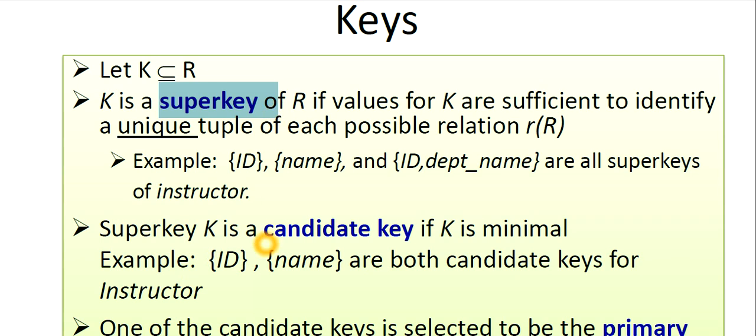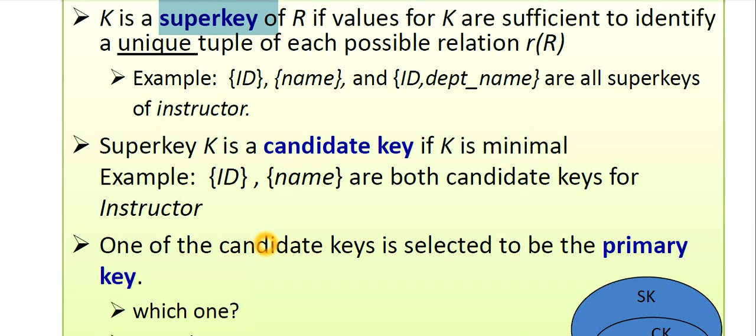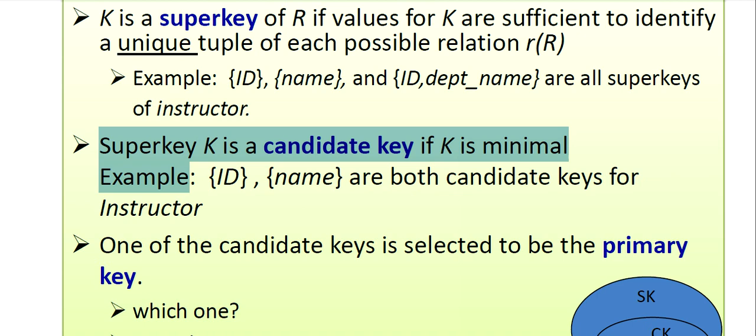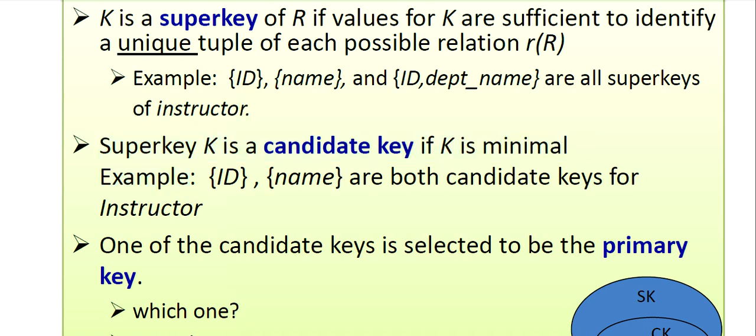Now, candidate key. What is a candidate key? First of all, that should be a super key, and a super key is a candidate key if K is minimal. Minimal in the sense of the minimum number of attributes that we use to represent that super key. For example, in the above case, ID is a super key, name is a super key, and again ID comma department name, both of them together, form a super key.